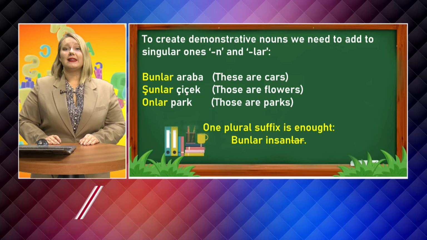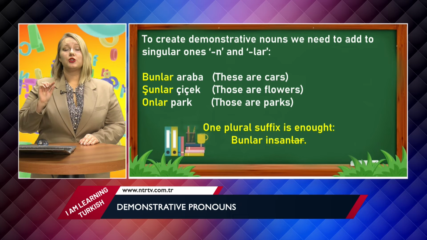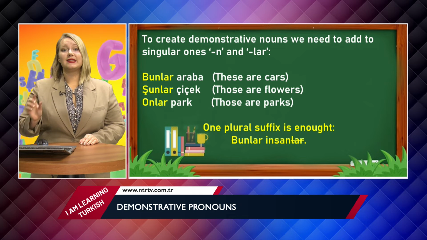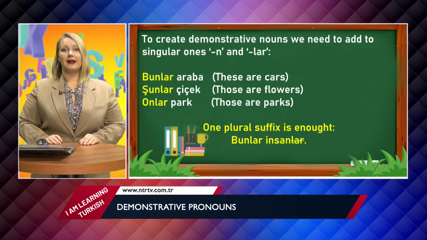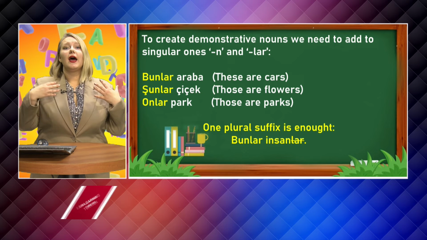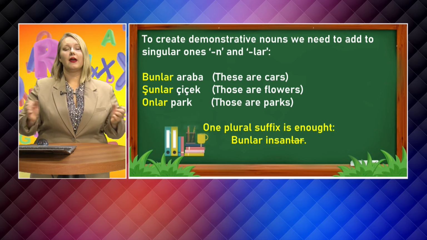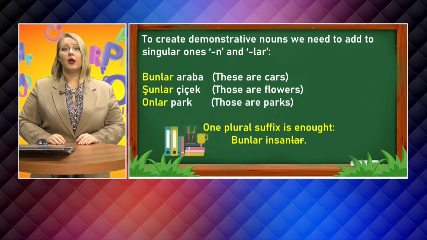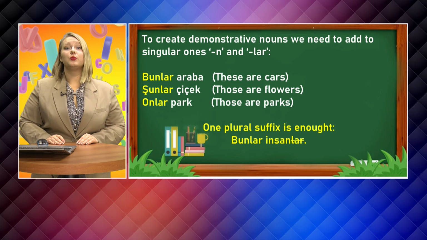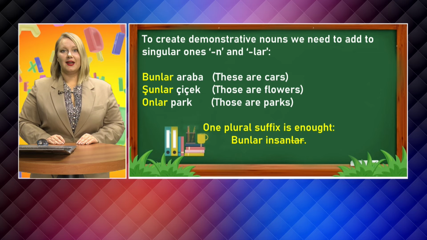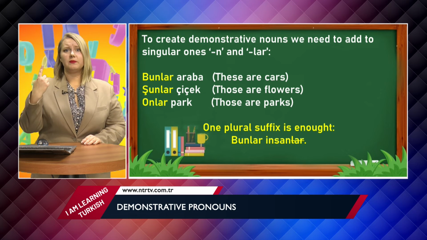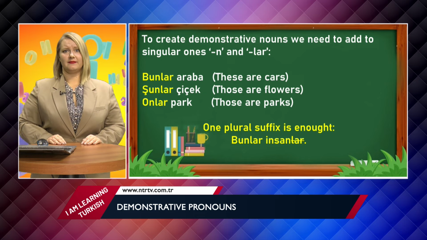Also, there is a little interesting, short, nice part in here. We can't use two lar in these little sentences. Of course, we actually have an option to make bunlar arabalar or bunlar insanlar. But we simply don't need it because only one plural is enough.